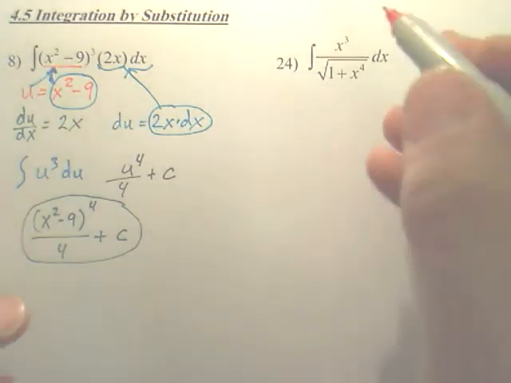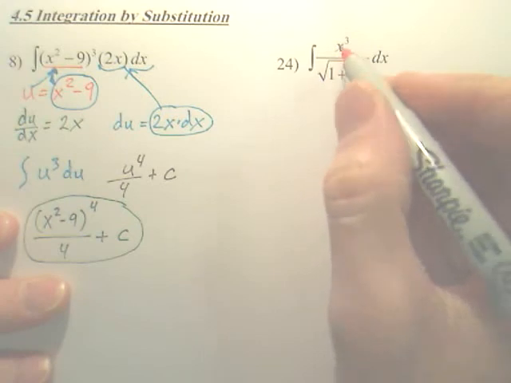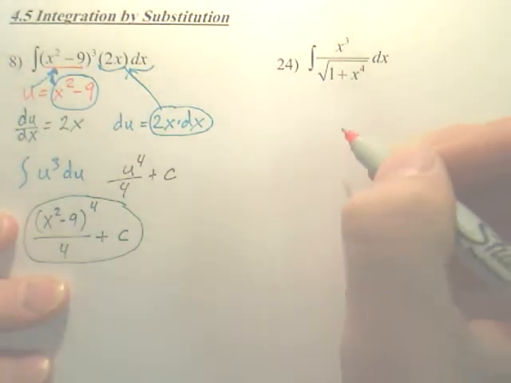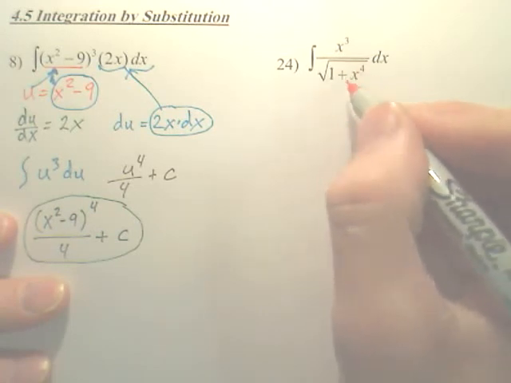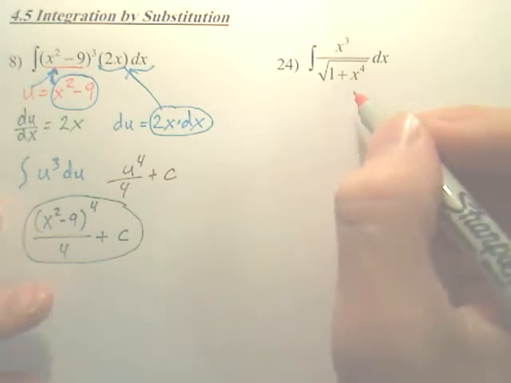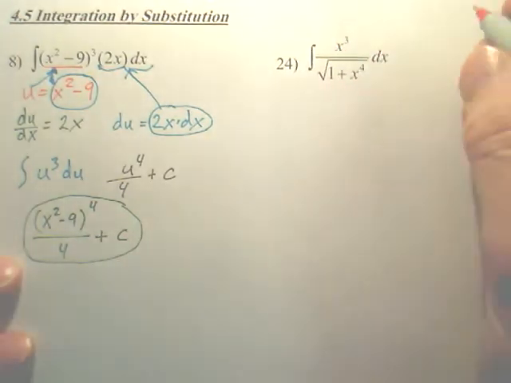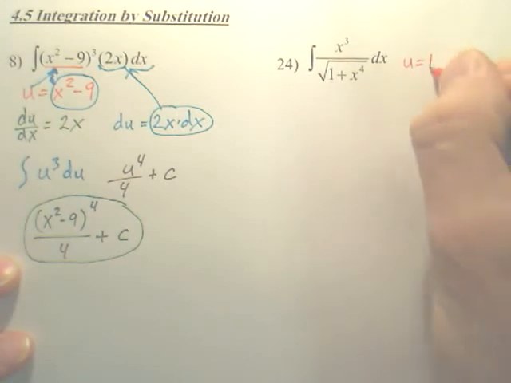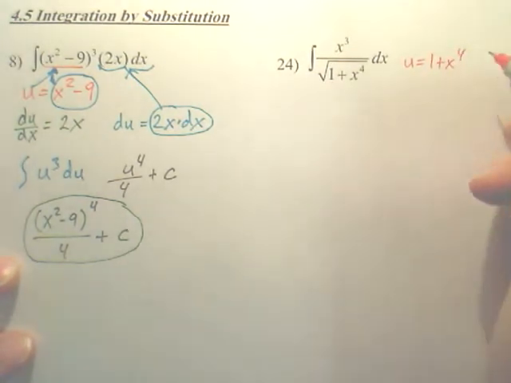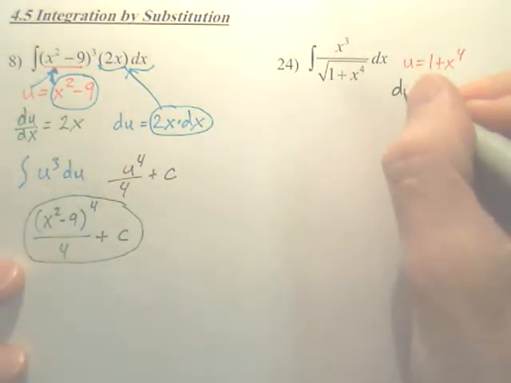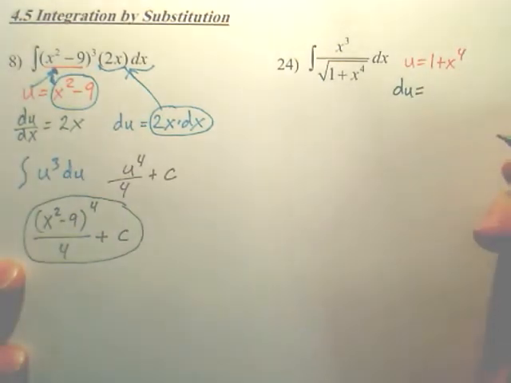That's it? Yeah. All right, let's do it again. Which one do you think is the inner piece? Which one, when you derive it, will you get the other piece? Usually it's something inside of something. See right here, it's inside of a square root. Usually it's a giveaway. And when you derive this, will you get something like that? So if I make u 1 plus x to the fourth, when I derive that, what do you get? Well, you get du. I'm going to make it a differential right off the bat. Won't it be 4x to the third?